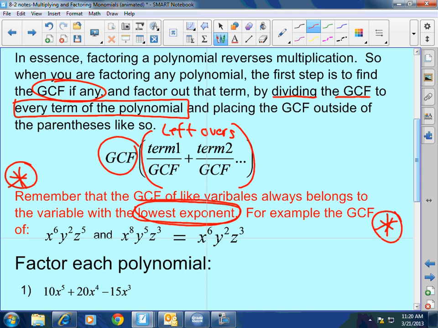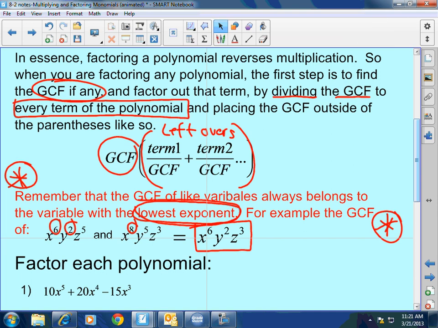For example, find the GCF of x to the 6th, y squared, z to the 5th, and x to the 8th, y to the 5th, z to the 3rd. Okay, what is the GCF of the x's? X to the 6th, because isn't 6 less than 8? You go to the lowest variable exponent. What is the GCF between the y's? Y squared, because that's lower than 5. And what is the GCF amongst the z's? Z cubed. So that is my GCF. Whenever you have variables involved, the greatest common factor of variables belongs to the variable with the lowest exponent. That's exactly right, sir.